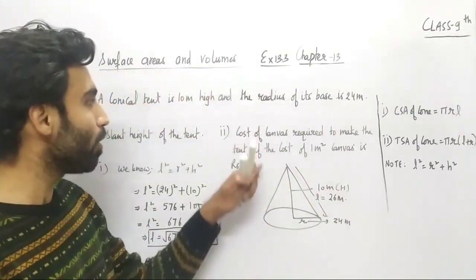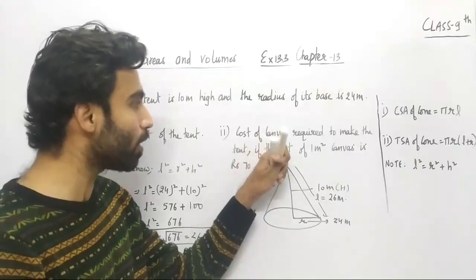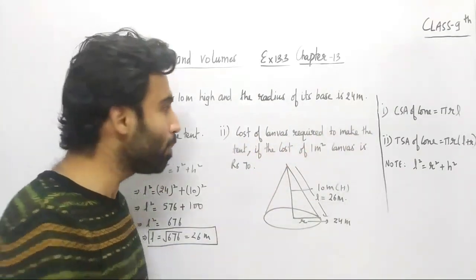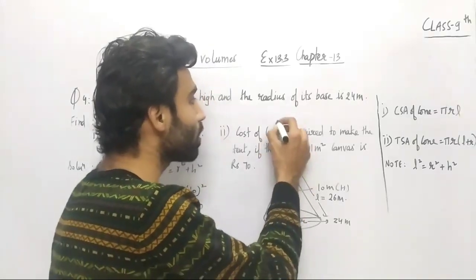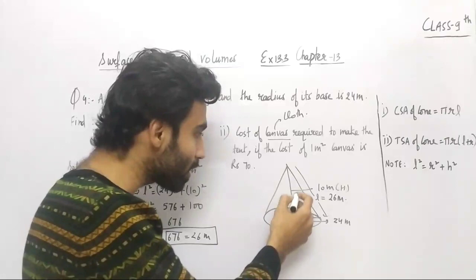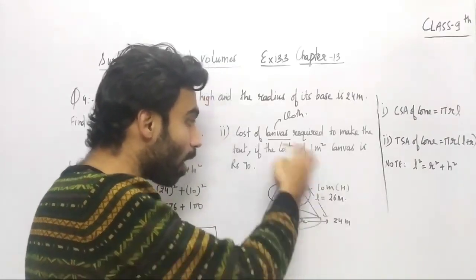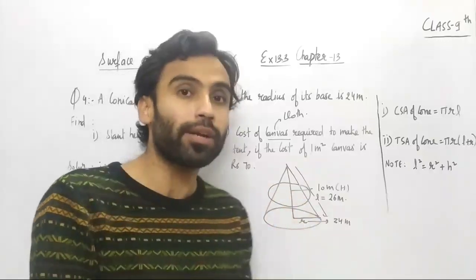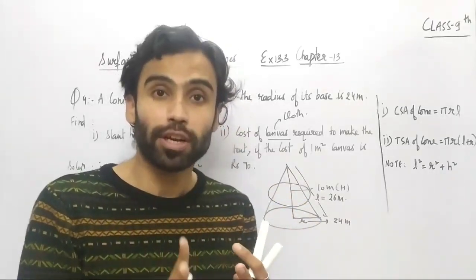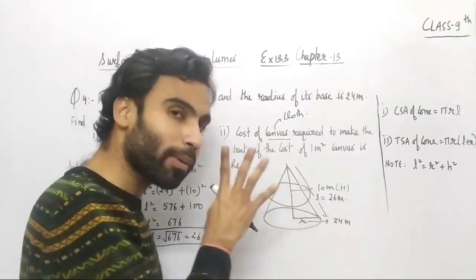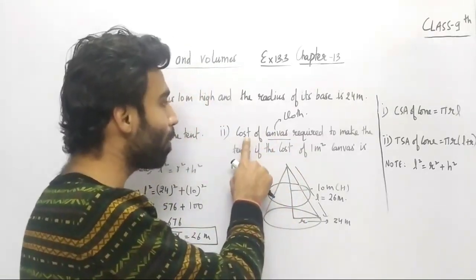Now you can see we have to find out the cost of canvas required to make the tent. Let me tell you that the canvas is the cloth by which we will make this tent. So if you look carefully, where will the cloth be used? Only on the outer curved surface area. So the canvas required for the conical tent will be only on the curved surface area, right? So first we have to find out how much canvas is used, and actually what do we have to do here?